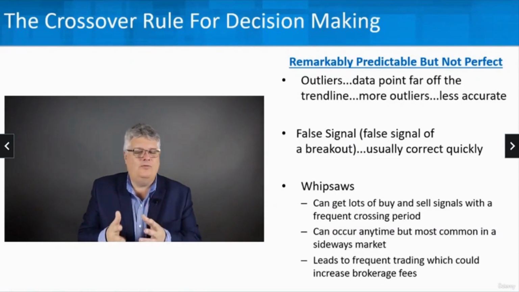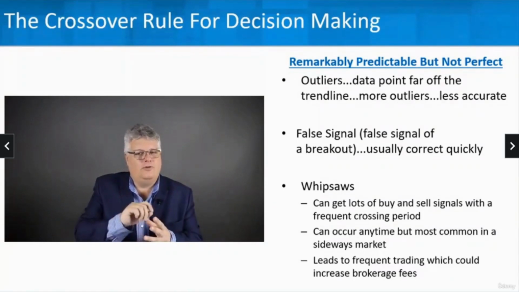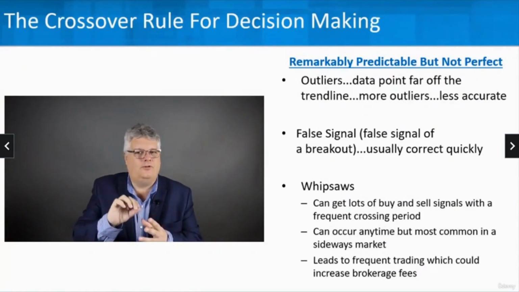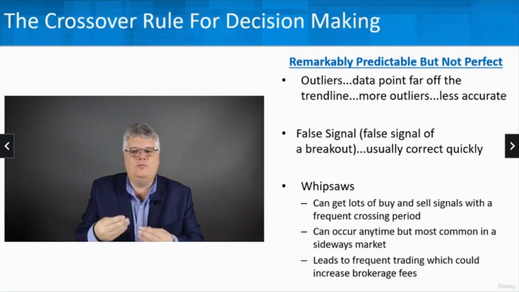You can get that with a moving average, and one of the downsides is you can get a lot of buy and sell signals with a frequent crossing period, where traders are trying to make up their mind: do I keep buying, do I sell, as a massive group? And you can get these frequent buy and sell signals, so you're doing more trading activity, which could potentially incur more costs as you keep buying and selling.